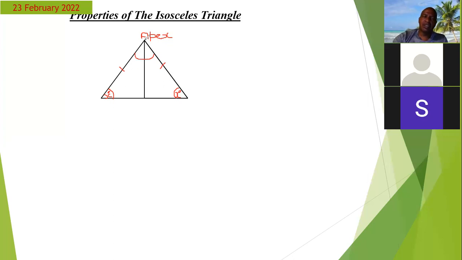Now, this angle at the top, when you split it, will be split into two equal angles. So we can call this angle on the left y degrees, and the one on the right would also be y degrees because this apex angle is split equally. So this vertical line that comes down splits the apex angle into two equal parts. And it also splits the base into equal lengths.